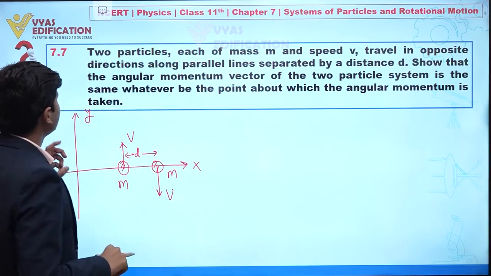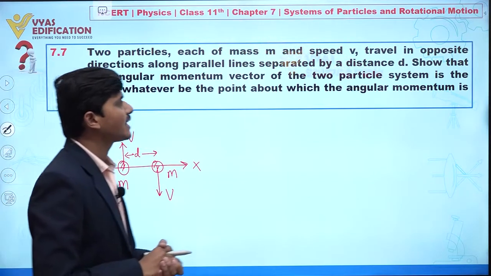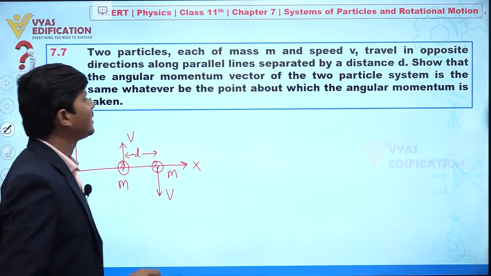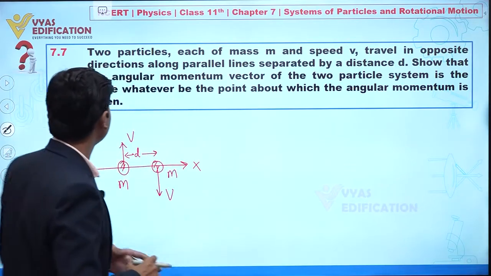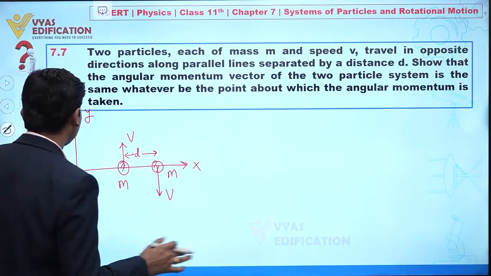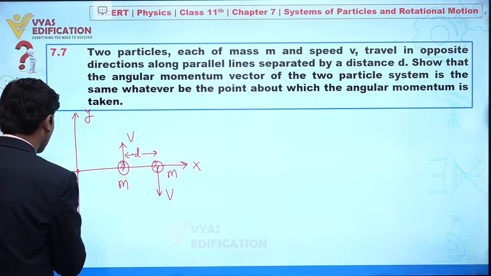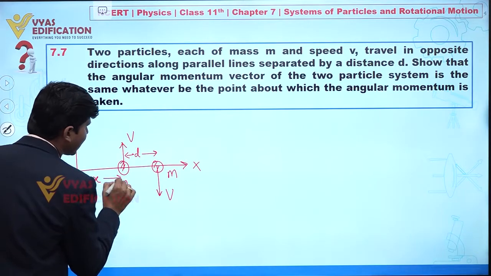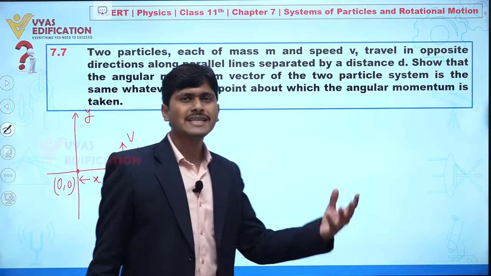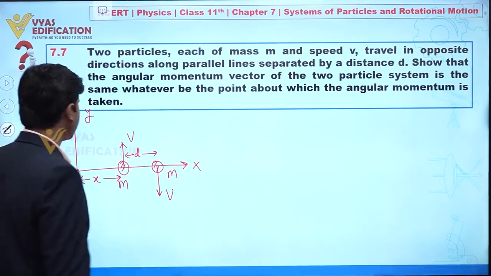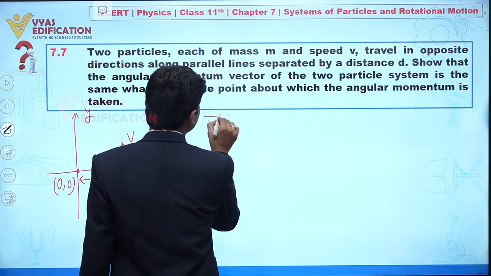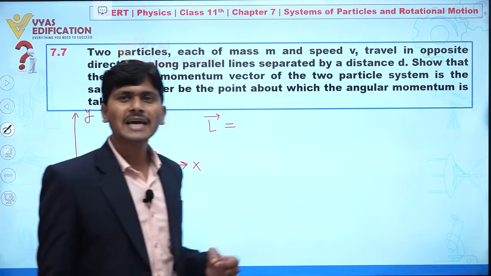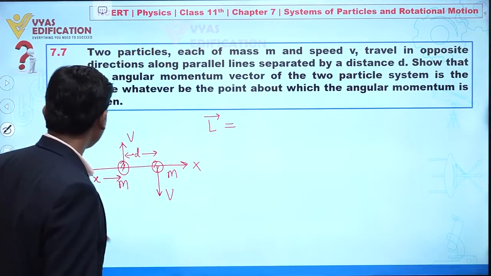Now we have to show that the angular momentum vector of the two particle system is the same whatever be the point about which angular momentum is taken. Let's take angular momentum about the origin, and let this distance be x. So let us find the angular momentum with respect to this origin. We know angular momentum is given by r cross p.